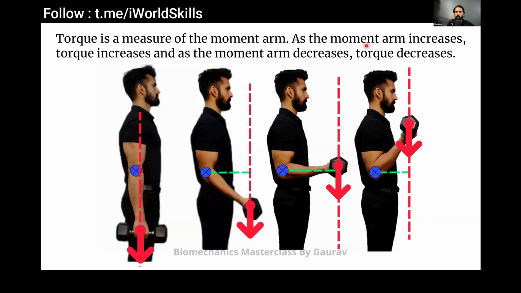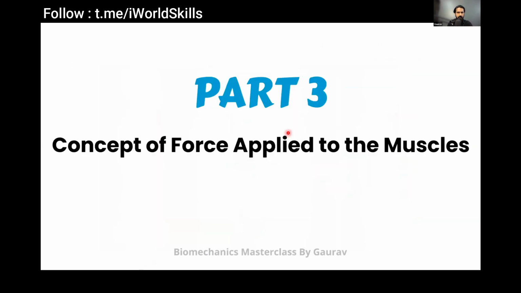Now, this obviously brings us back to our statement that we concluded in part 1. Torque is a measure of moment arm. As the moment arm increases, resistance increases. Let's use the word resistance. And as the moment arm decreases, resistance decreases. And this is something that we have experienced for ourselves in the gym. We are all professionals. We know what happens during an exercise. Correct? This brings us to part 3 of this masterclass.